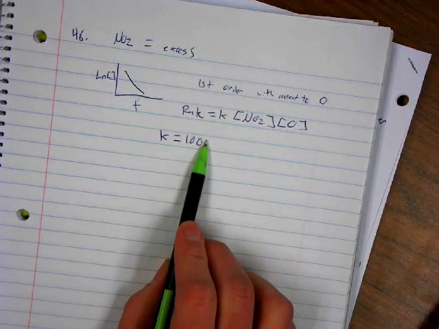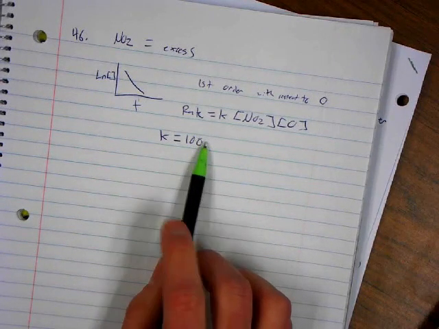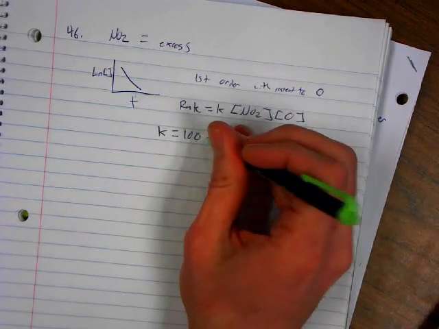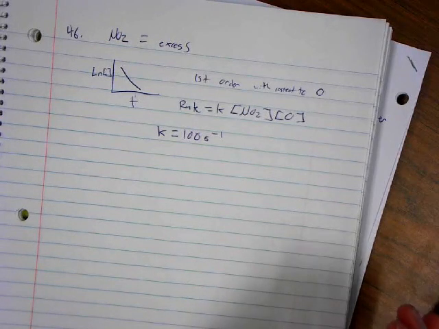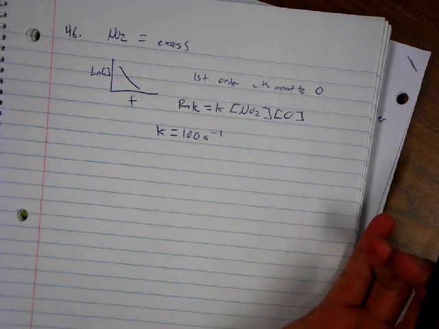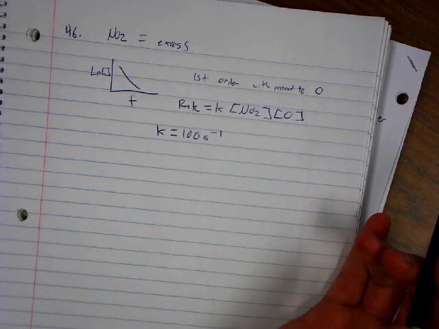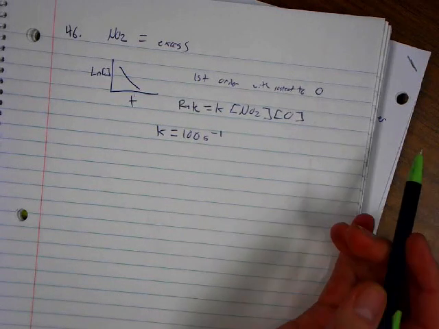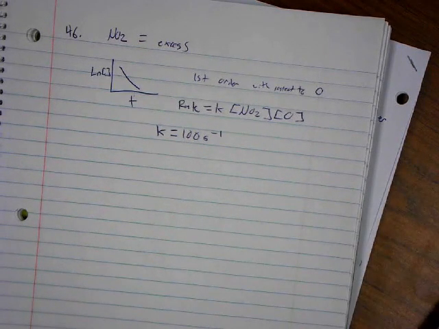Off of your graph, K ends up being 100 when you get your slope. From this graph, when you hit your stat plot and figure out your y equals mx plus b, you get 100. Okay? So your k is 100 seconds to the negative first, because it's first order. So that is your k value.